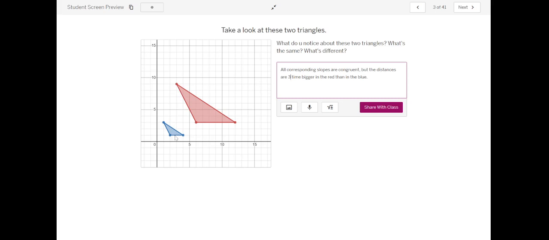Over here, I go over to the right 2 and 0, no going down. And in this one, I go to the right 1, 2, 3, 4, 5, 6. I go to the right 3 times. So it's 3 times bigger.